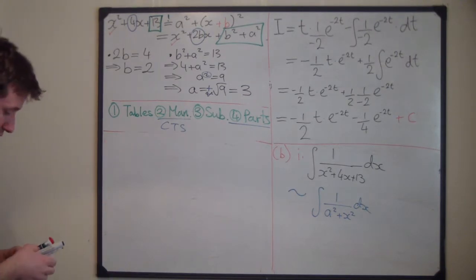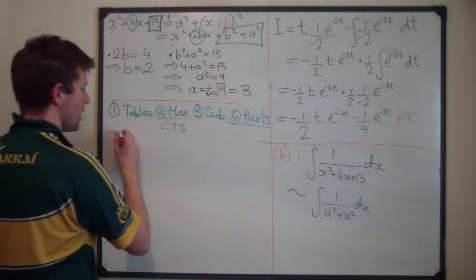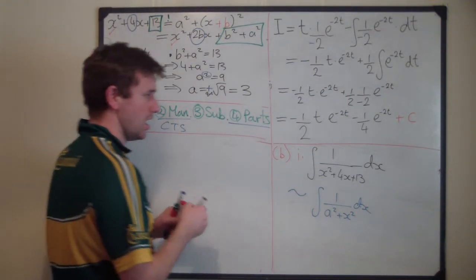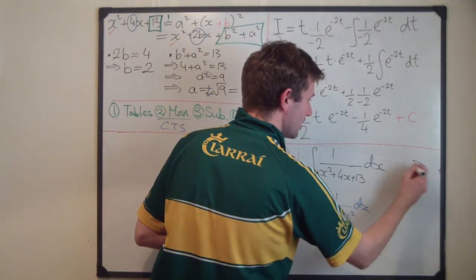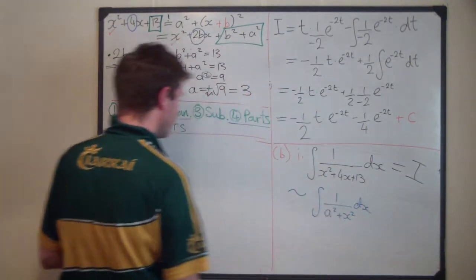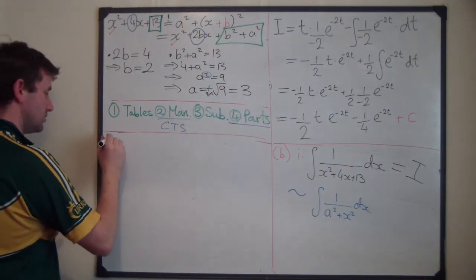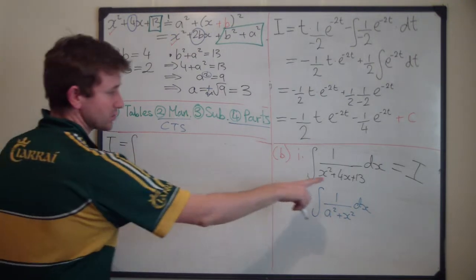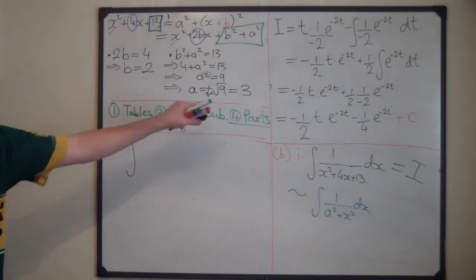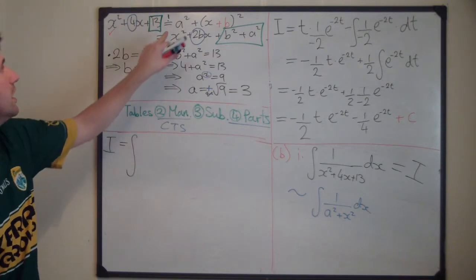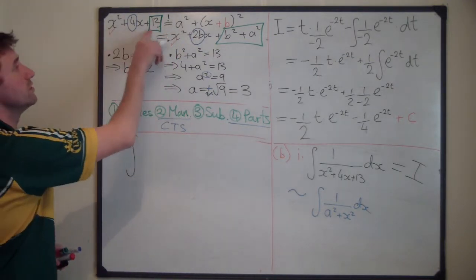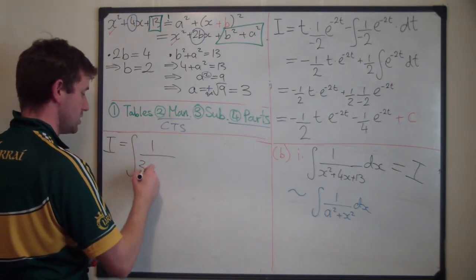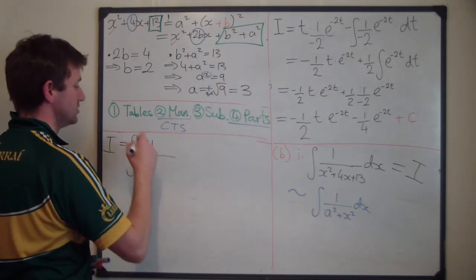So what we've managed to do is, again, if I call this thing I, it's nice for my notation, rather than having to write all this out again, I can just refer to I. The antiderivative that I'm looking at, 1 over x squared plus 4x plus 13. Well, if a is equal to 3 and b is equal to 2, it's actually 1 over this, with the appropriate values of a and b. So the a is 3 and the b is 2.